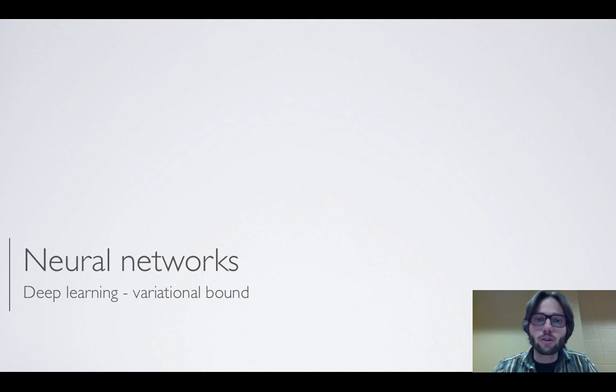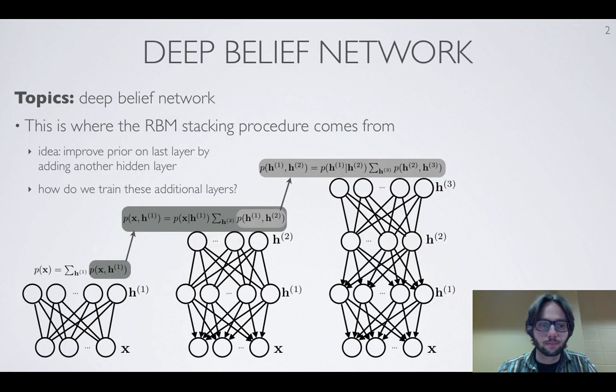In this video, we'll introduce a very useful tool known as the log likelihood variational bound. In the previous video, we introduced the model deep belief network, and I talked about the fact that this idea of pre-training neural networks by stacking RBMs actually came from deep belief networks.